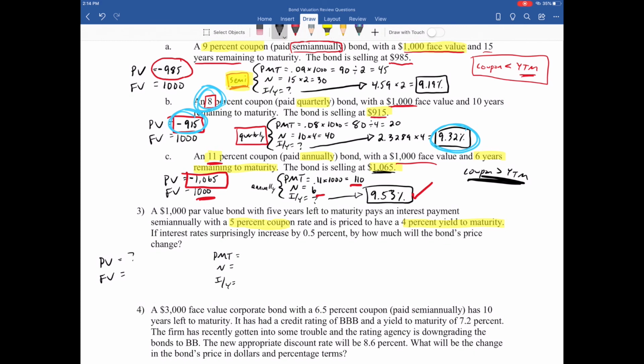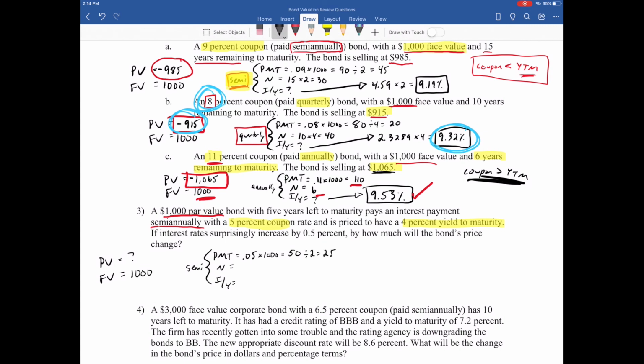So let's just go ahead and plug in our inputs. We have a $1,000 par value bond. That is the future value that I would receive at maturity. My payment is the coupon amount that I would receive per period. It is a 5% coupon, so 5% of $1,000, or $50 per year. However, it is paid semi-annually, so all of these inputs should be put in on a semi-annual basis. So $50 per year broken down to 2 payments gives me $25 every 6 months.